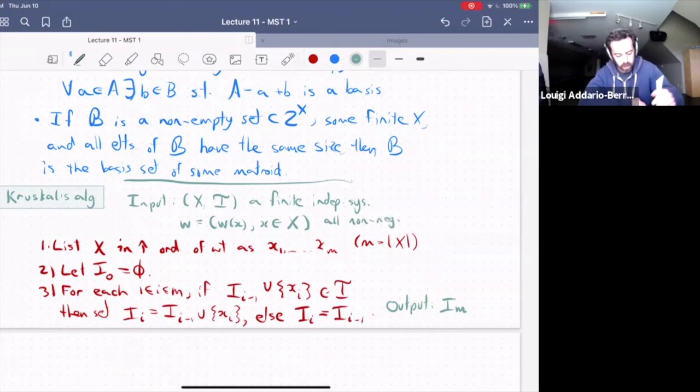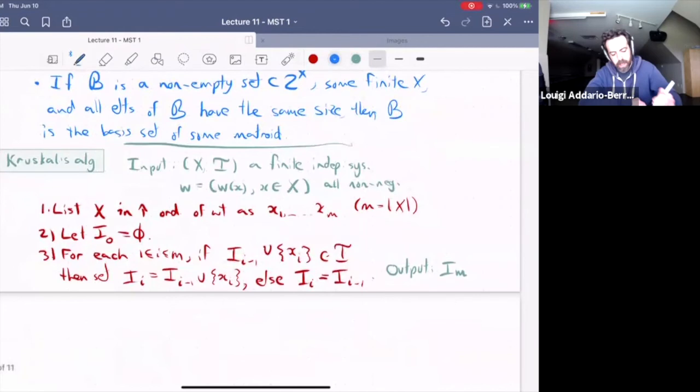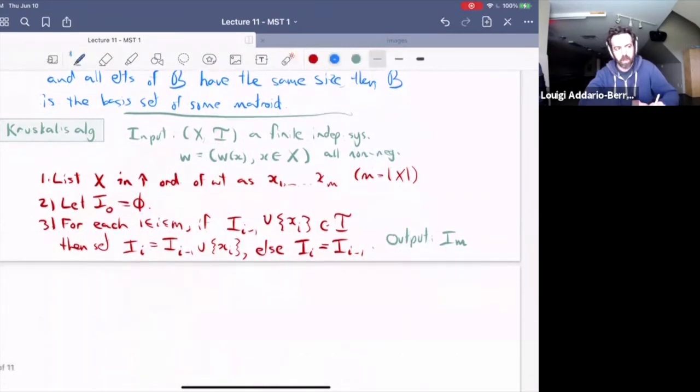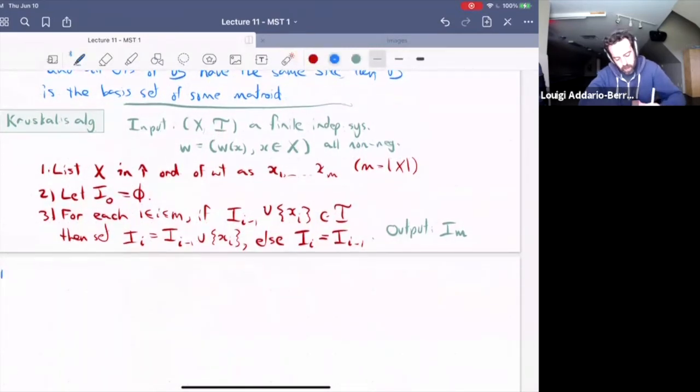So I'd like to understand when this is going to output something, and when that something is a minimum weight basis for a matroid. But before I even get to that, for the moment I haven't assumed that there's a matroid structure. I've just said we have an independent system. So let's think about what we can say without any further assumptions.